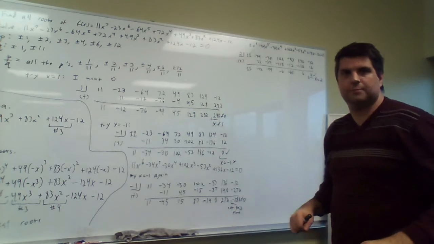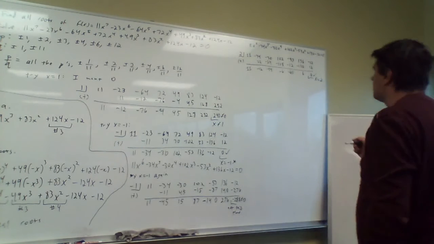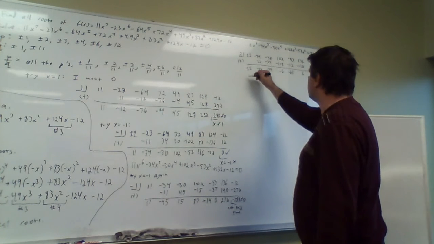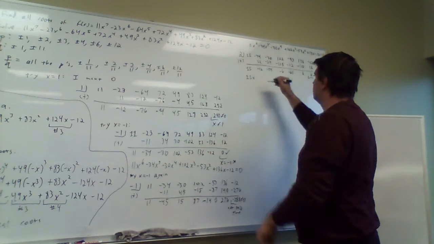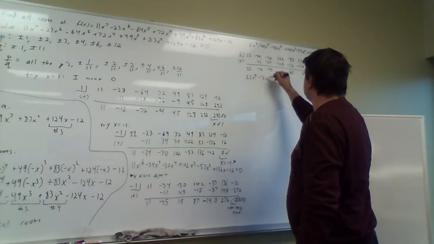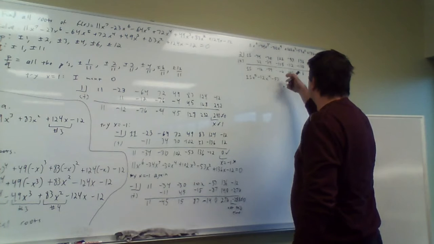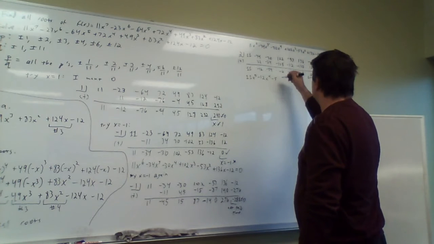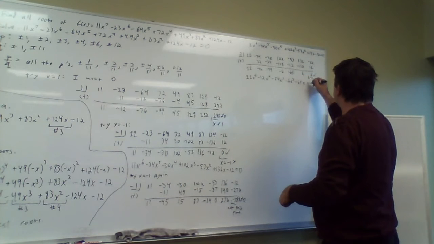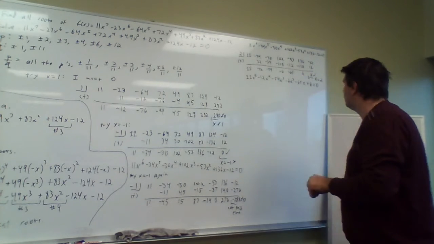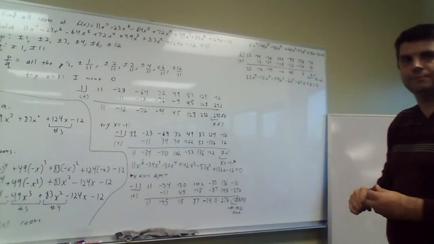Third, that's a division result. So we will have 11x to the 5th minus 12x to the 4th minus 54x cubed minus 6x squared minus 65x plus 6 equals 0. Okay?